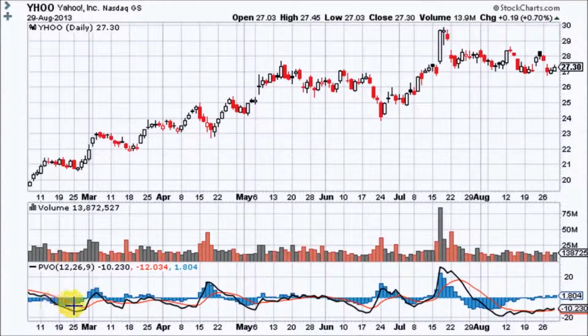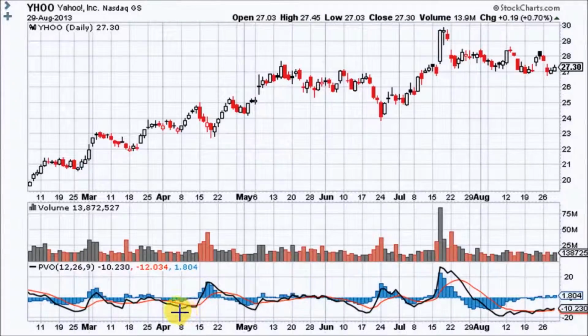So it has a blue histogram. It has the PVO here, which is the 12 and 26 moving averages, and the 9-period signal line here in red. And it's positive when the PVO crosses up through the signal line. That makes the histogram cross up through 0 and become positive. But this one measures not only positive volume but negative volume.